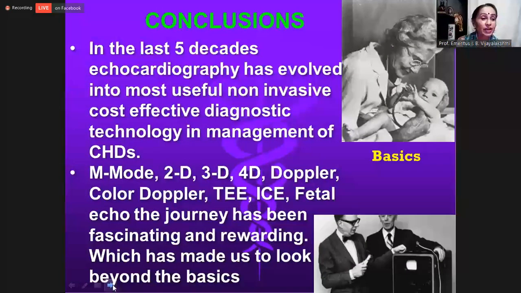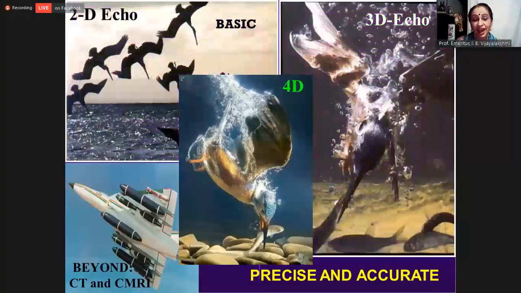To conclude, in the last 5 decades, echocardiography has evolved into the most useful, non-invasive, cost-effective diagnostic technology in the management of congenital heart disease. From M-mode to 2D, 3D, 4D, Doppler, color Doppler, transesophageal, intracardiac, fetal echocardiography, the journey has been fascinating and rewarding, which has made us look beyond the basics. And this is how it looks, the 2D, 3D, and the 4D.